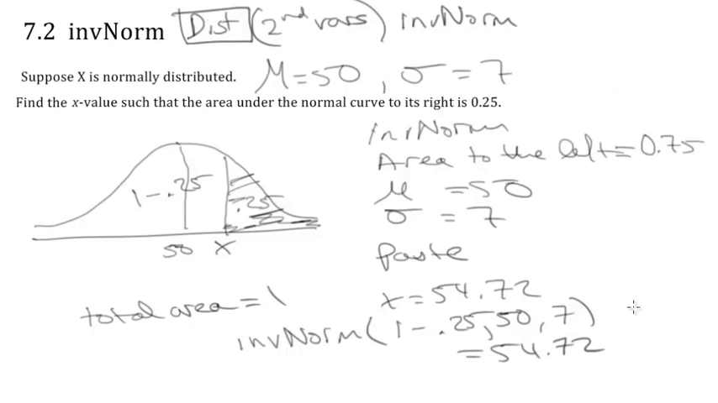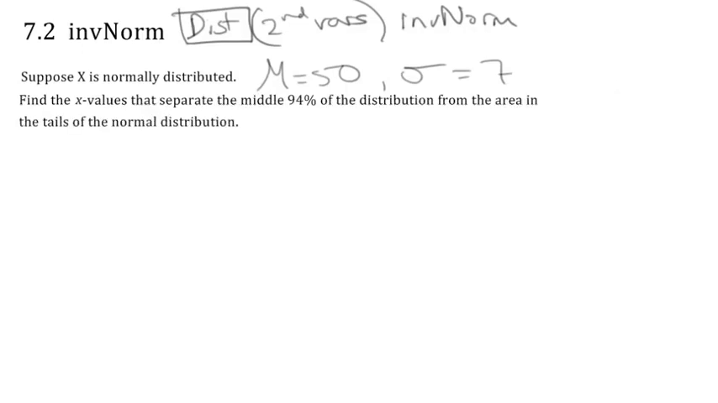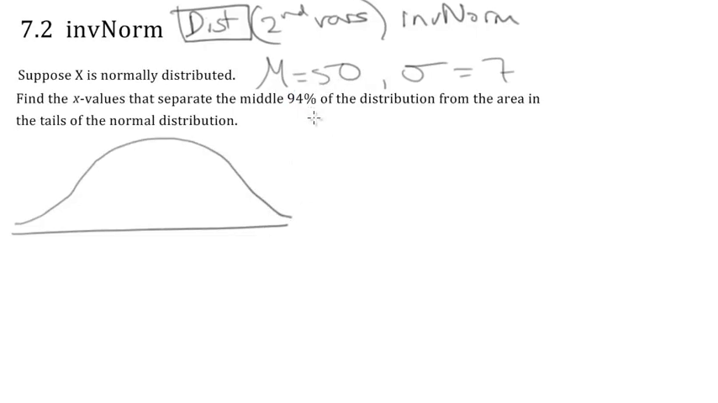Okie dokie, let's go one harder here. So this version of the problem is asking for two x values. And I really can't emphasize enough the importance of drawing this picture here. So here's my normal distribution, and I'm talking about the middle 94%.